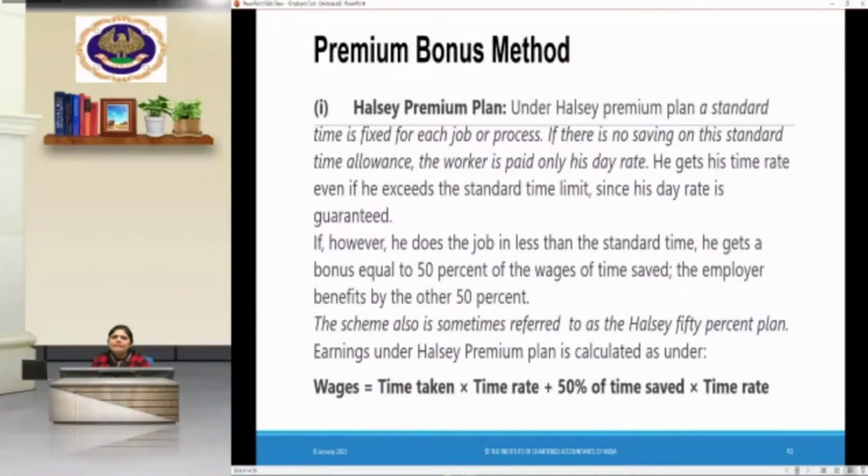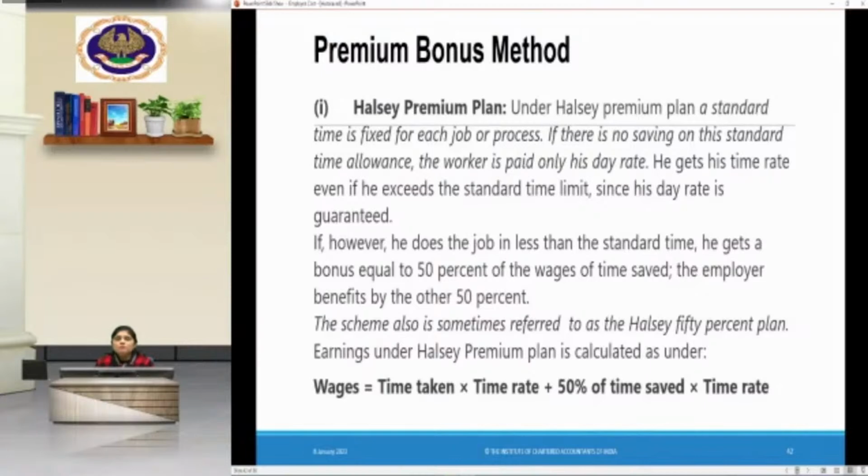So if the standard time, the time allowed, you can say, is kept at 5 hours, that this particular job is to be completed within 5 hours. And if the worker has completed the job in 6 hours, that means he has completed the job in more than the time allowed. So he has gone beyond the time allowed. In this case, he is not that efficient. The job should have been completed within 5 hours, but the worker has taken 6 hours. He will not be given the bonus.